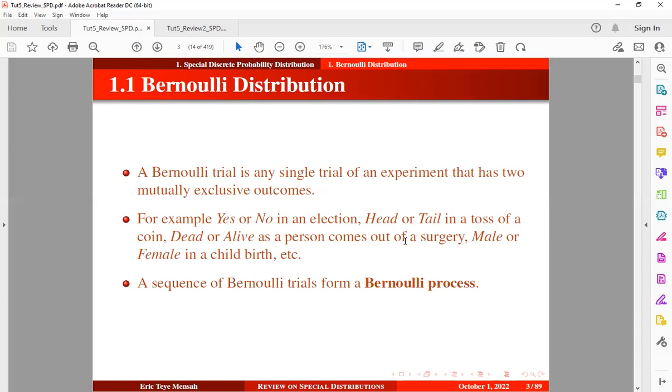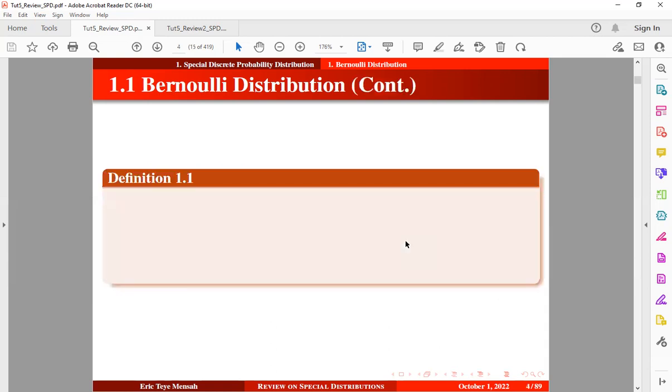Now, a sequence of Bernoulli trials will form a Bernoulli process, okay? For example, if we want to observe the outcome of childbirth in a hospital on a daily basis, then this is going to be a Bernoulli process, okay? Because on the first day, we are going to observe an outcome of either a male or female group. On the second day, we're also going to observe an outcome of either a male or female group. So this is going to be sequential. Because we are going to observe a Bernoulli trial over a sequence of some time domain, this will be a Bernoulli process, okay?